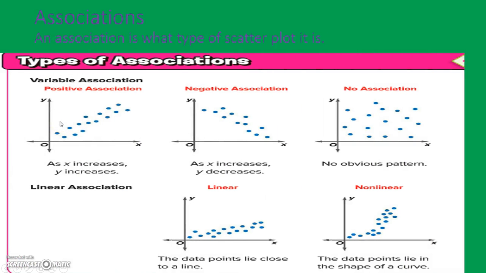Associations. With associations, it's a type of scatter plot. For that one, it was a negative association where the plots went down. But it could also be a positive association where they go up, or no association at all, where they're just in random spots. You also have your linear associations and your nonlinear associations, in which the data points lie close to a line, while nonlinear is where the data points lie in the shape of a curve.